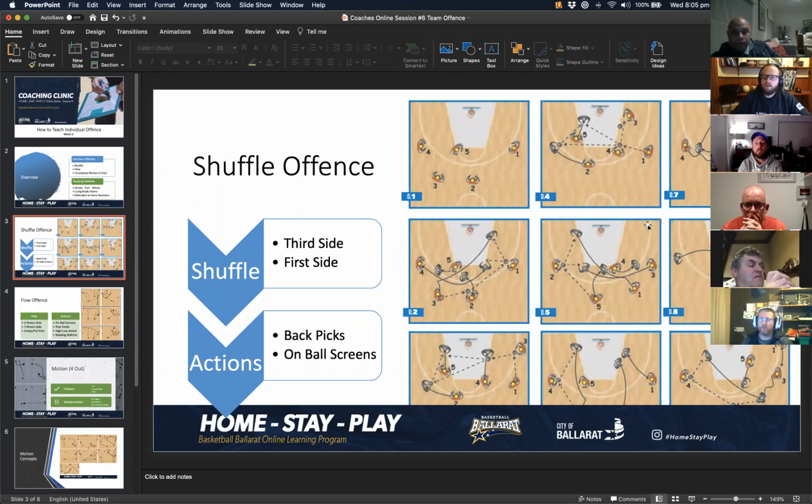Then once we start to get onto that reversal, we have the first side. The first side is more passing to the strong side. And then the 5-man sets the back pick for that guard to get through, and then sets the on-ball screen for that man to use. That's one of the only times you'll see people dribble with the ball in the shuffle, if it's not a straight-line drive at the basket: using that first side on-ball screen.